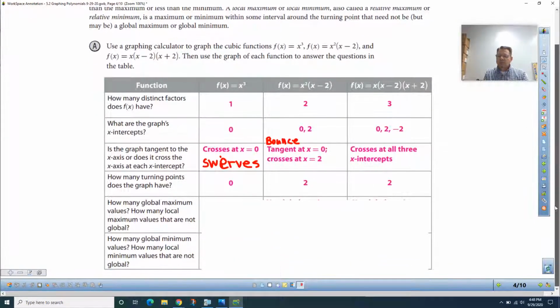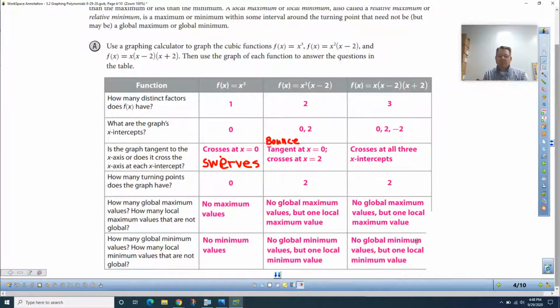And then lastly here, grab this guy and just slide it way over there. So this talks about the global max and the local max, global min and local min. Well, the parent function, the cubic, has no turns, right? It just has a swerve. So it has no max and mins at all, because you've got to have a turning point for that. Whereas these guys, there is a local maximum and local minimum for each one of those. Okay. So that's all good there.